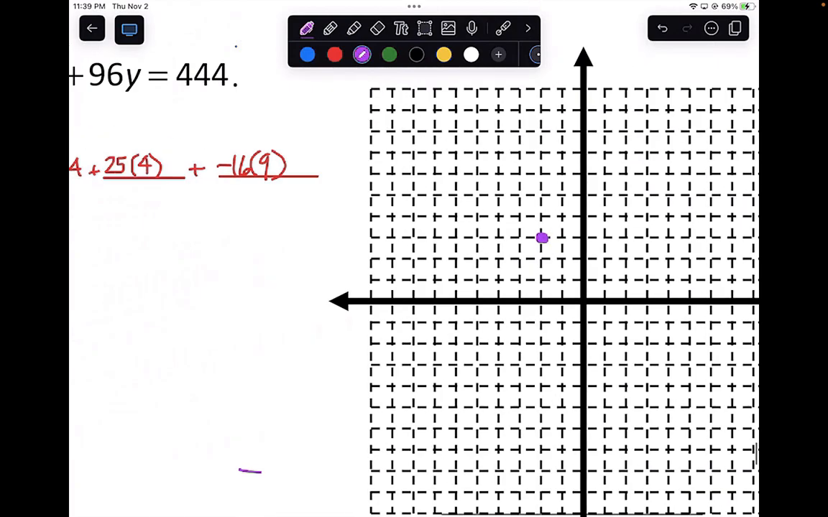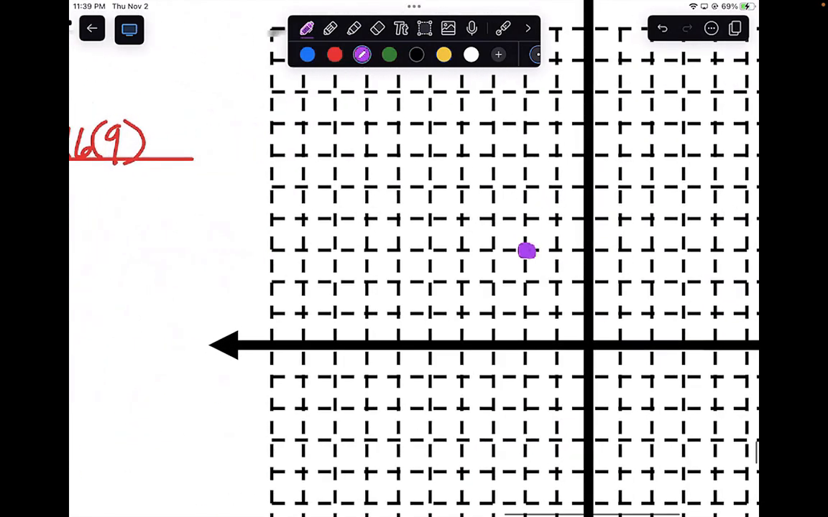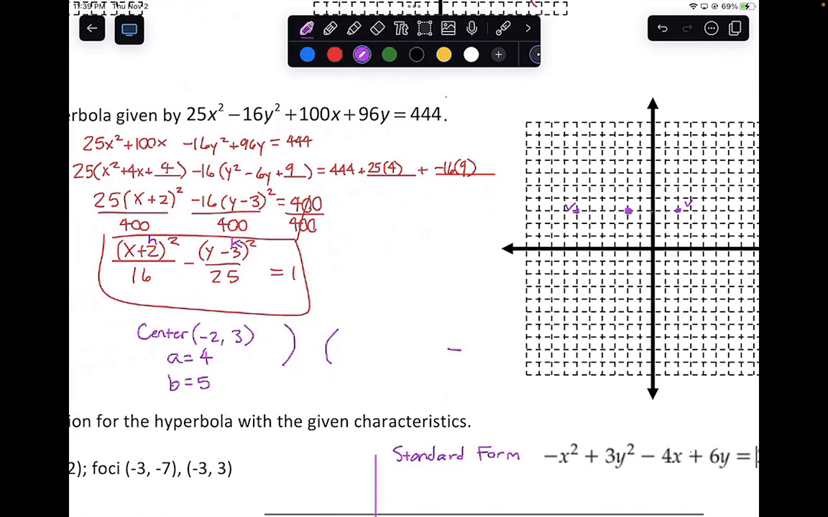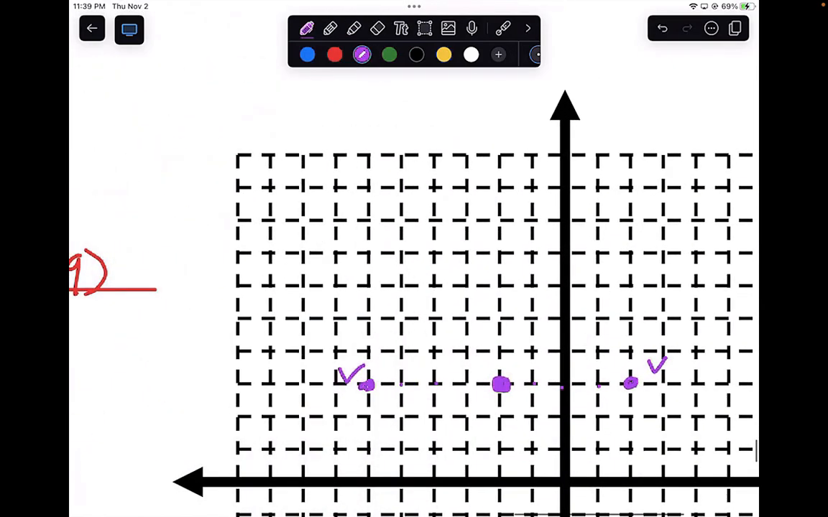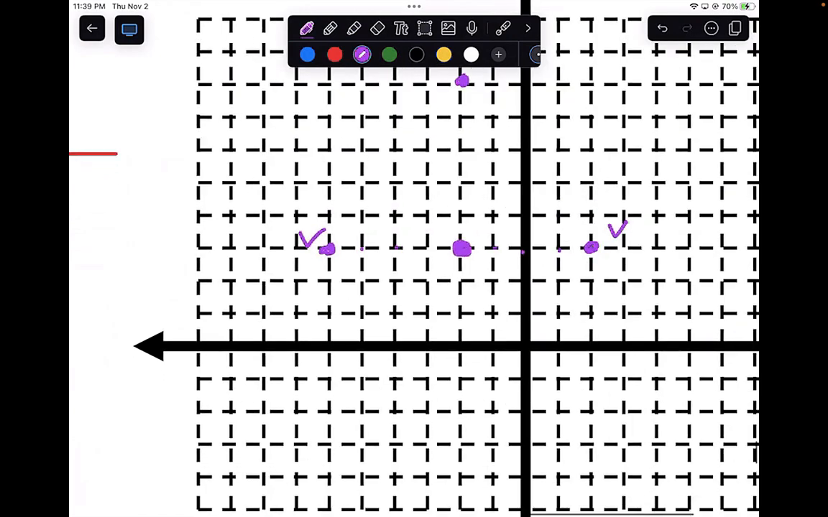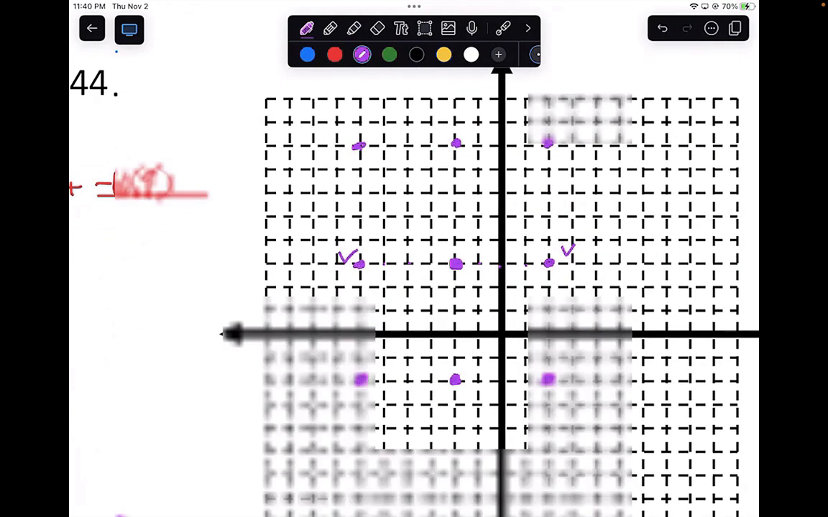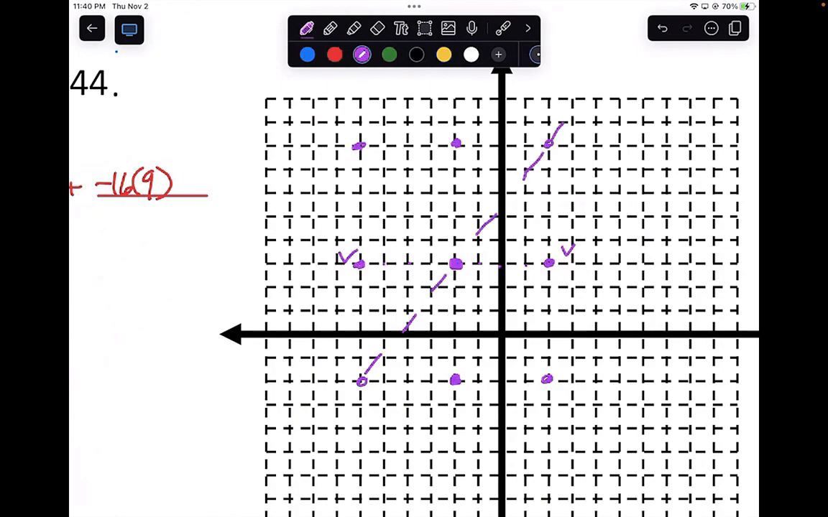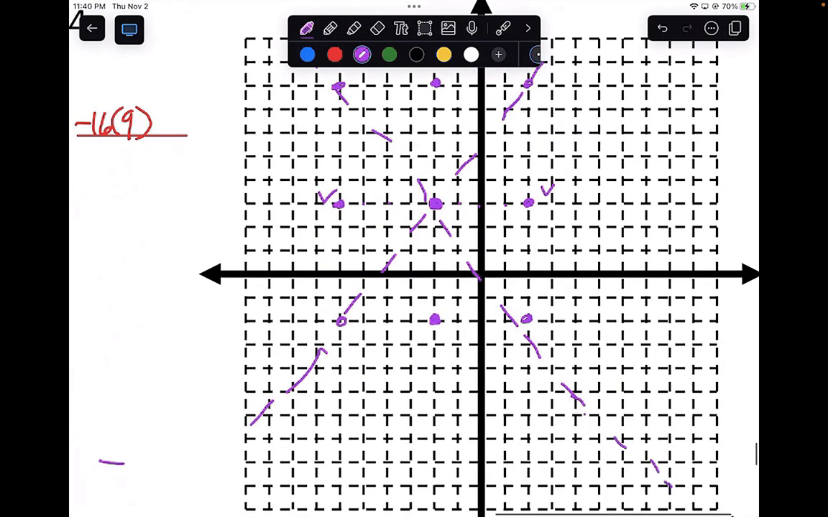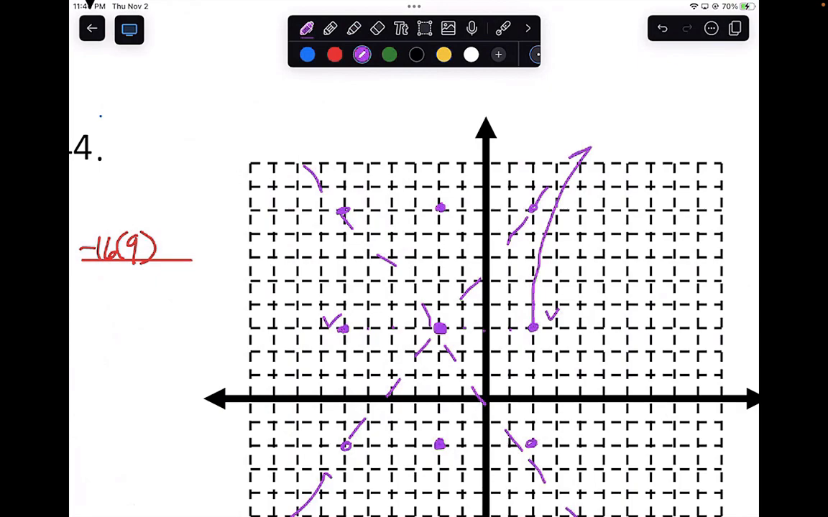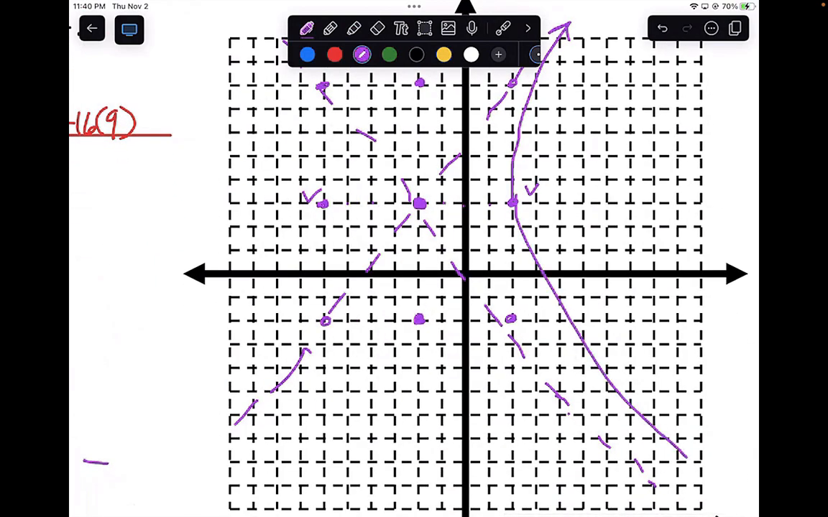Let's see, the a was 4, so we'll go left and right 4 for the vertices. 1, 2, 3, 4. And then the b value is 5. It'll go up and down 5. This will help us get our slopes. Okay, so there we go. And then now we can go get your slopes. Usually I extend them to the edges of the graph. And then just go through your vertices, obviously.